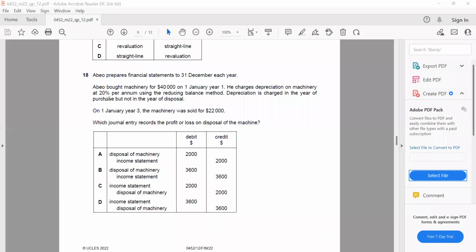Question 18. Abiel prepares financial statements to 31st December each year. Machinery cost 40,000. He charged depreciation 20%, reducing balance. Depreciation charged in the year of purchase but not in the year of disposal. On the 1st Jan year 3, the machinery was sold for 22,000. So this one, 3rd year, but sold on 1st Jan. They mean only 2 years depreciation charge.